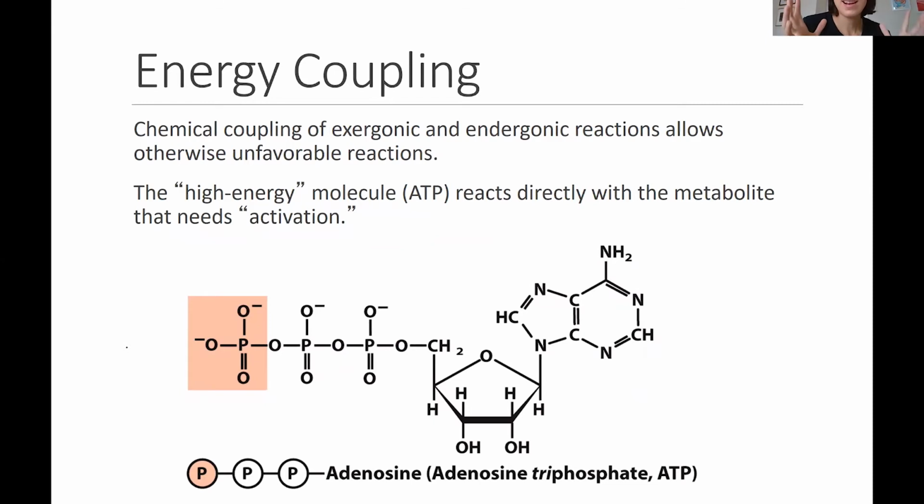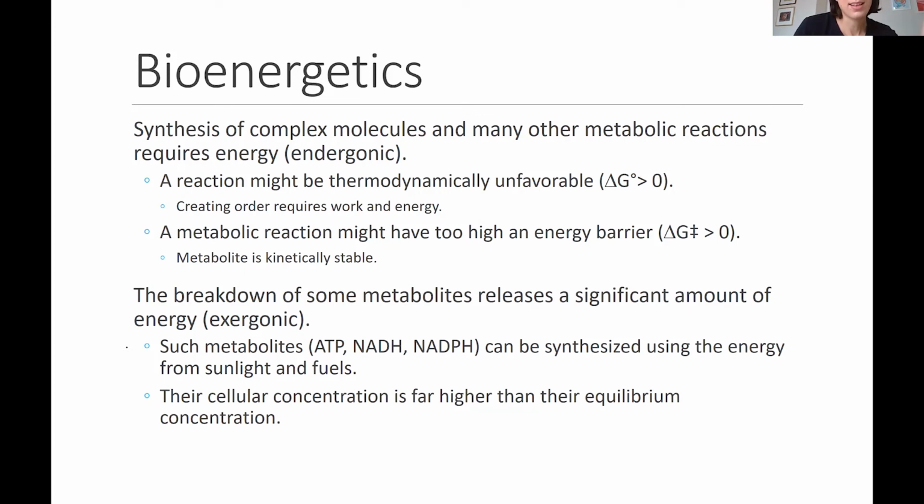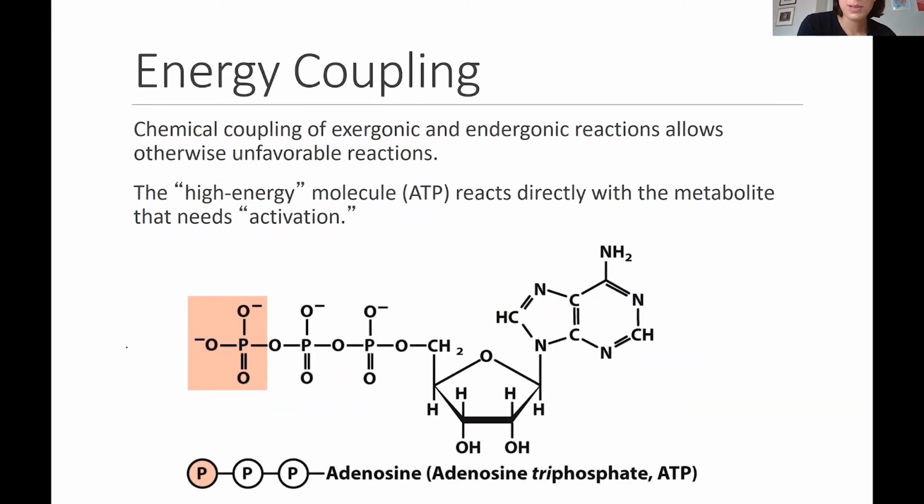So what do we do? We couple these together with those reactions that I brought up, things like building complex molecules or some other metabolic reactions that are unfavorable. We couple them with reactions that are favorable. So this is like taking a high energy molecule, that's what we call it, ATP. The reason we call it high energy is because it releases energy. Chemically, it is exergonic. And we react it directly with the metabolite that needs activation.